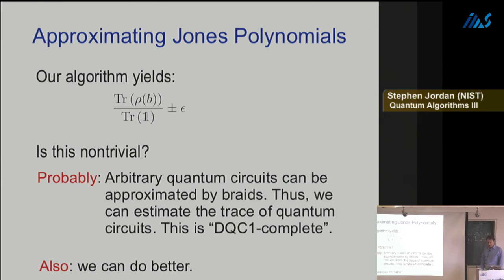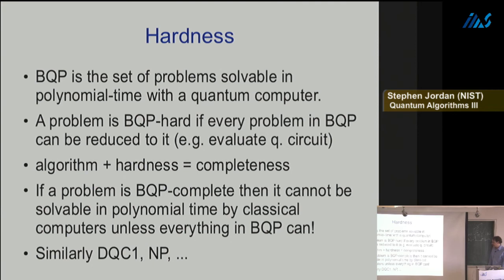So when I say DQC1 complete, let's now forget about DQC1 and just focus on what we mean by complete. I think Scott mentioned this, but I'm just going to rehash it. A little repetition doesn't hurt. I'll use the example of BQP, which is maybe at first more familiar than DQC1. BQP is the set of problems that's solvable in polynomial time with a quantum computer. And a problem is called BQP hard if every problem in BQP can be reduced to it.